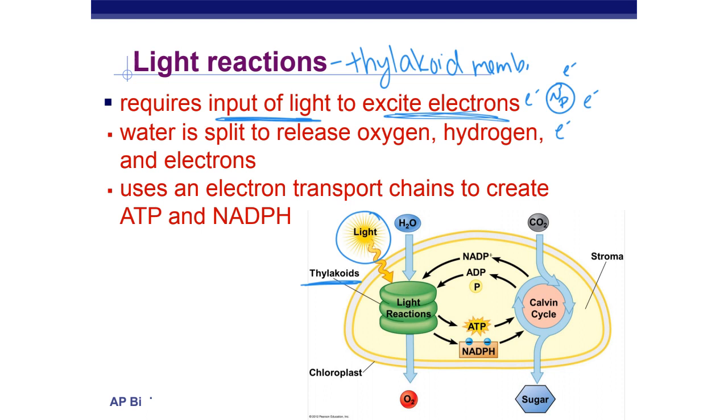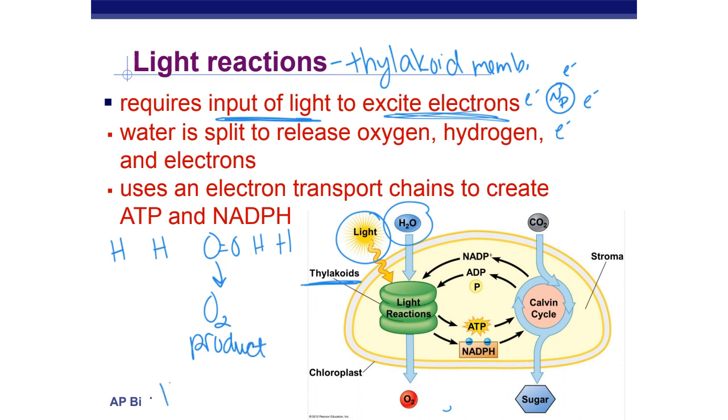So the input of light is going to excite the electrons. Also, what will happen during that time is water will split. If we look at what a water molecule is made up of, if I split water, I'm going to have two hydrogens and I'm going to have an oxygen. So oxygen doesn't like to be by itself. So as soon as I split a second water molecule, those oxygens, they're going to find each other. And that's where I'm going to get that O2 product.